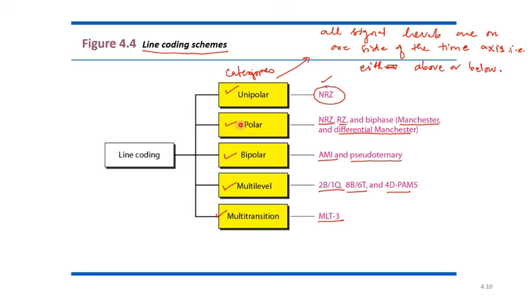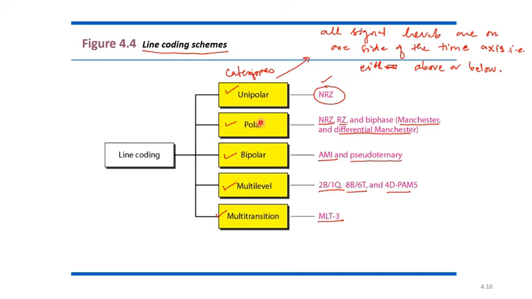In unipolar, basically either positive signals or negative signals we were using. So positive and zero, or zero and negative. These two will be used. So it is either in the positive direction or in the negative direction. That's why it is called unipolar.